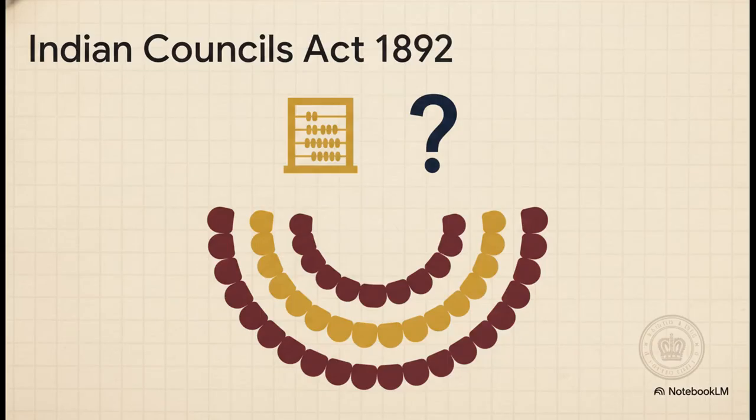Next up is the Indian Councils Act of 1892, which expanded things slightly. It increased the number of non-official members in both central and provincial legislative councils, though official members definitely still held the majority. It increased council functions, notably giving them the power to discuss the budget, which our source points out was first introduced in 1860, and to address questions to the executive.